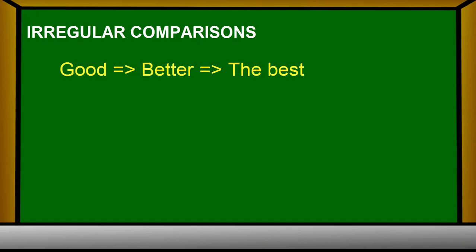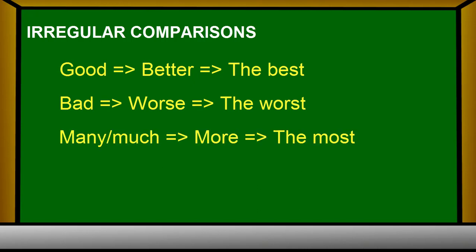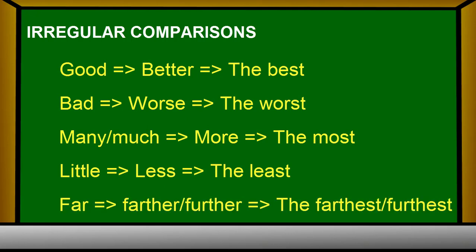First, good becomes better for superiority and the best for superlative. In the same way, bad becomes worse and the worst. Many and much become more and the most. Little becomes less and the least. Far becomes farther or further and the farthest or the furthest.